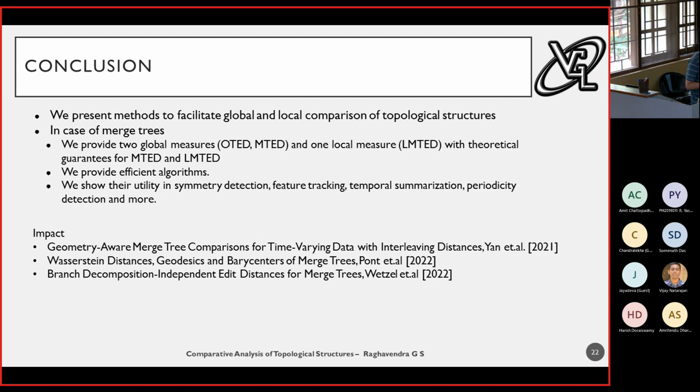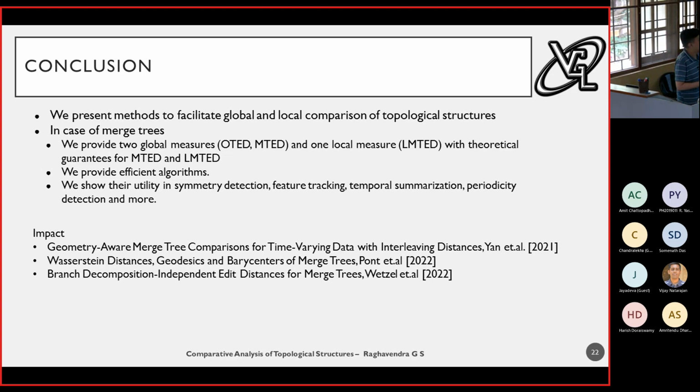So to conclude this section, we present methods to compare global and local trees. In case of the global measure, which is MTED, and LMTED, which is the local measure, we provide some theoretical guarantees in terms of proving that it's a metric and so on. We provide some efficient algorithms to compute them, and we have a lot of applications in symmetry detection, feature tracking, and so on. Some impact which we can highlight is that after this comparison measure has come up, there have been a lot of other comparison measures which are somewhat similar or kind of extension or based on this tree distance.